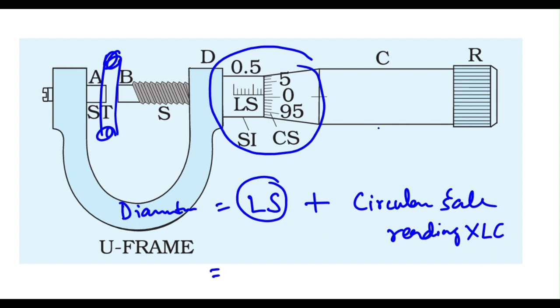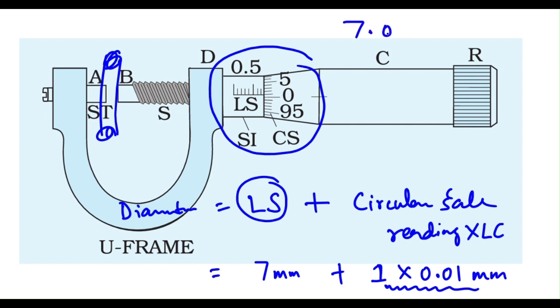If this circular scale is pointing 1, so circular scale reading is 1 and least count is 0.01 mm, and linear scale, I already told you that this is 1 millimeter division. So let's say it is just ahead of 7. So 7 millimeter, and then this much amount ahead of 7. So you can add this, it will be 7.01 millimeter. This is the diameter of this sample we have taken.